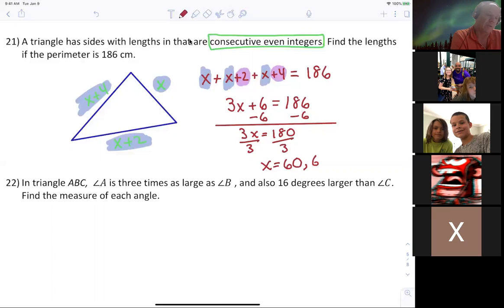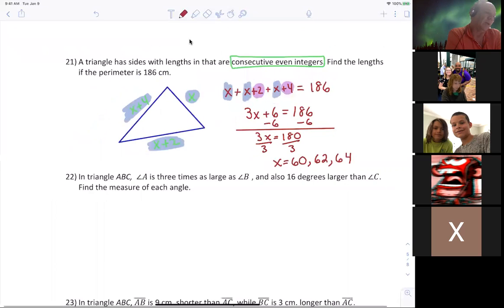62. Thank you for saying that. 62 and then 64. 60, 62, and 64. That is 100%. Yay, I did it. So again, consecutive even integers. That was the key.